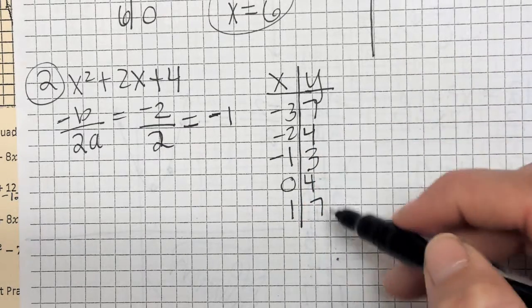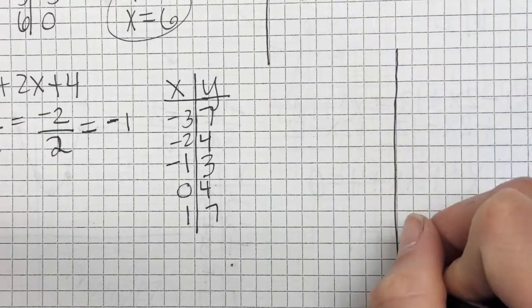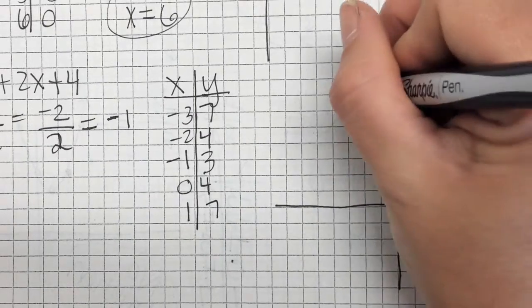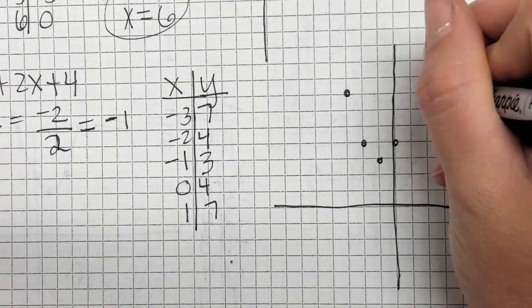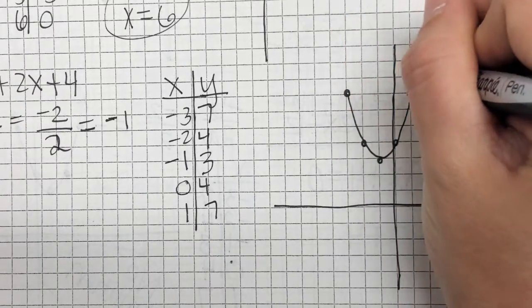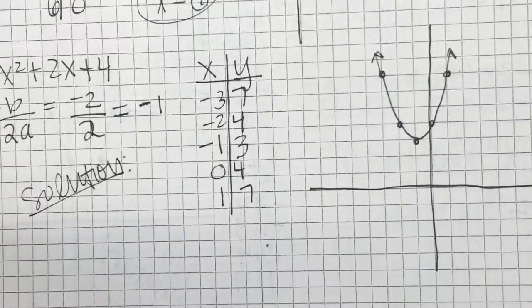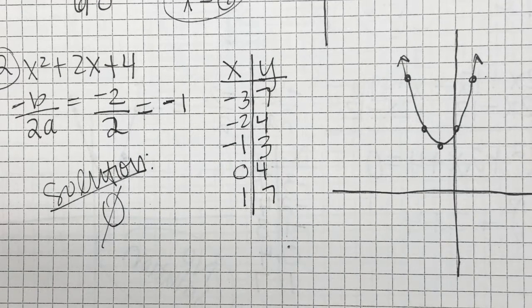Okay, so look at our table. Can we tell what our solutions are from our table? Then let's graph it. How many solutions do we have? 0. Why? Because it doesn't cross the x-axis. Good. I'll give y'all time to finish your graph, and you can see it doesn't cross the x-axis.